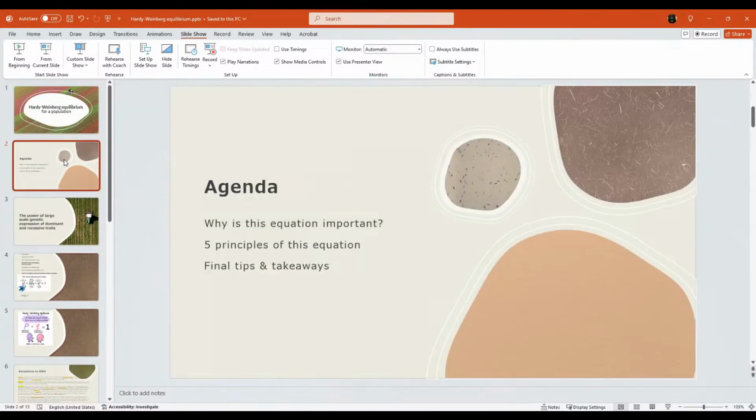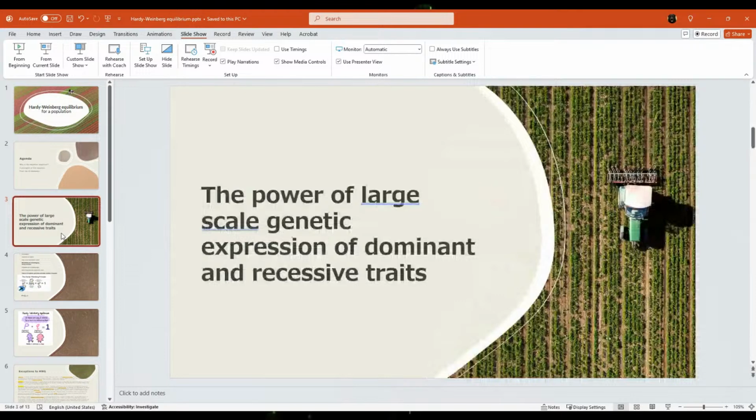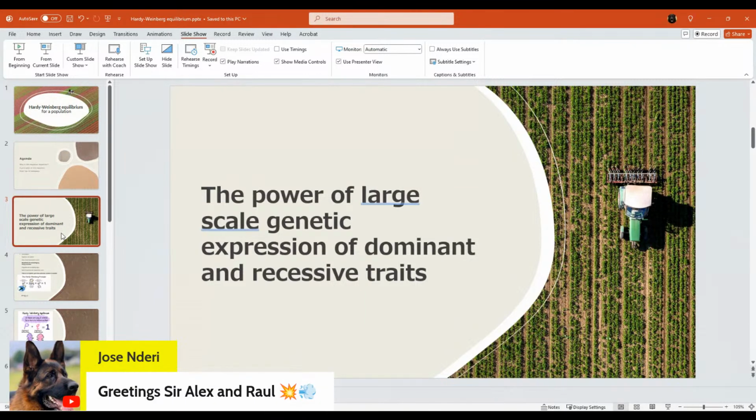Okay, so we're going to discover why this is important. There are five principal assumptions of this equation, which may not always hold true. Final tips and takeaways: the equation only works for large-scale expression of dominant and recessive traits. In other words, this is not a calculation you can use in your yard to figure out your own dogs. This is an equation for the breed as a whole, not for your specific kennel.